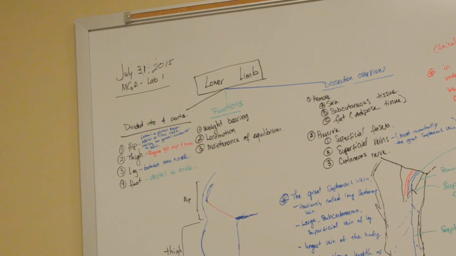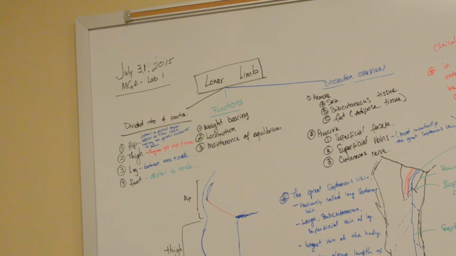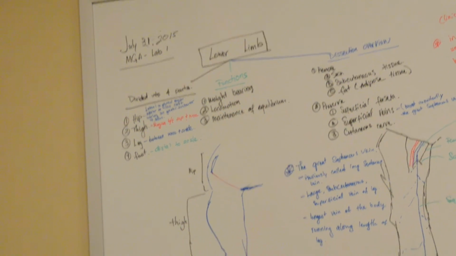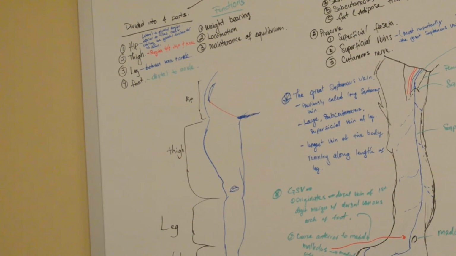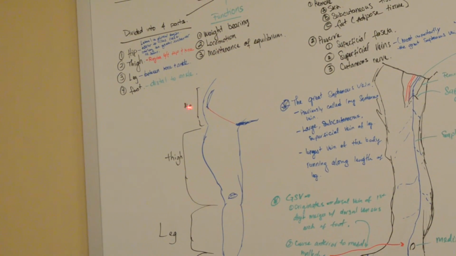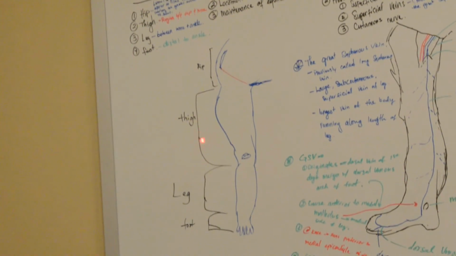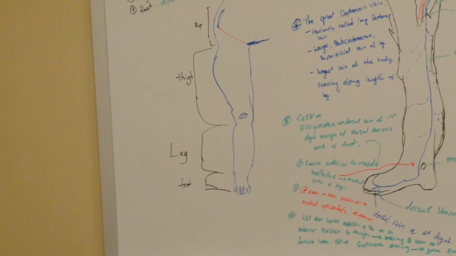The hip is a region lateral to the gluteal regions, and it's inferior to the iliac crest, overlying the greater trochanters of the femur, whereas the thigh is the region between the hip and the knee. The leg is the region between the knee and the ankle. The foot is distal to the ankle. As you can see here, the hip, the thigh, the leg, and the foot.